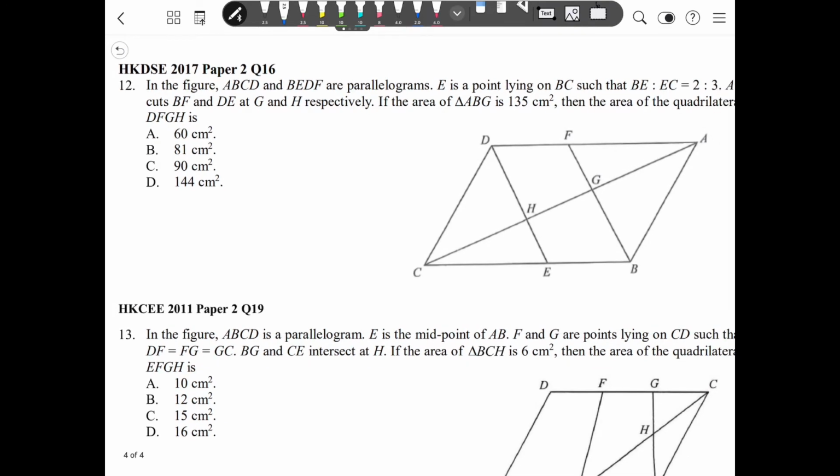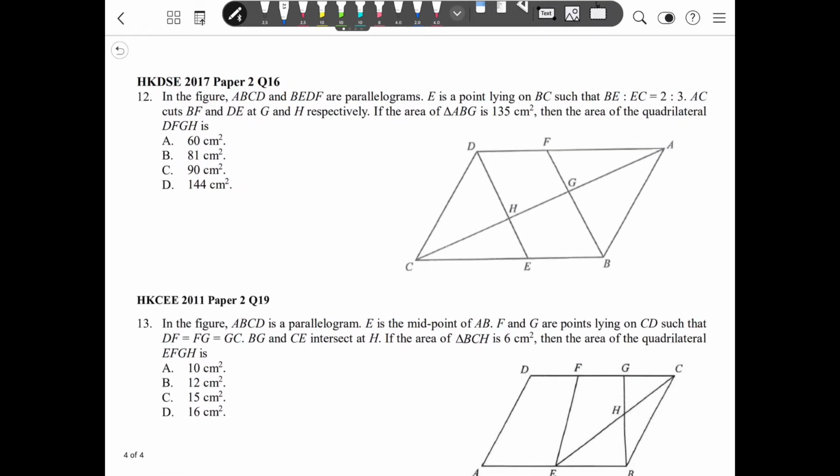Okay, question number 12. In this case, we get back to a parallelogram from 2017, and they say it is a parallelogram, and the ratio BE would be 2, EC would be 3. So it means a 2 to 3 ratio, and then triangle ABG would be 135, so we know that would be 135 cm square already. Please try to find the area for DFGH, this area. That is our target. In this question, we know it is a parallelogram, so here would also be 2. And the larger one would also be a parallelogram, so the other length would be ratio 3 as well.